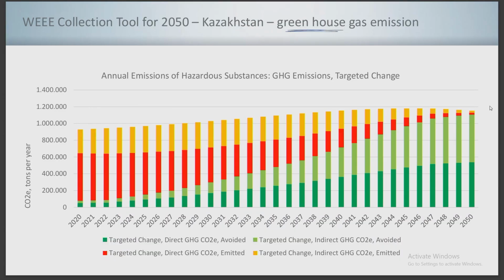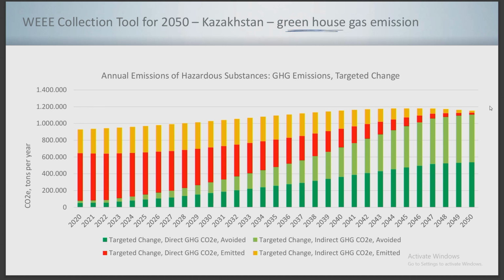That's a starting point. The tool can also calculate how many greenhouse gases are being avoided with this, if we manage this type of e-waste directly, but also indirectly through the recovery of secondary raw materials. So it shows you the positive impact. The more e-waste we manage, the green bars indicate the amount of greenhouse gases we avoid being emitted through better management of electronic waste.